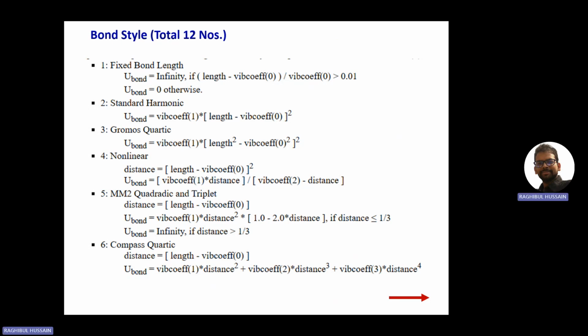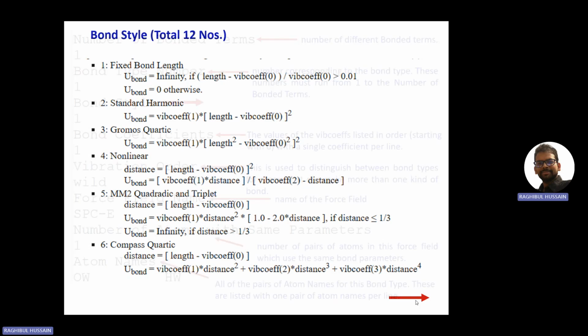In another example, when we are going to solve the ethanol, we are going to use two simple, standard harmonic. So this is the vibration coefficient 0. This will be the first line, 1 is the second line. So these are the different styles which are available in your program. Most of the time we will be using standard harmonic. But in this particular case, water, we have a fixed bond length, so in this case, keep it 1.